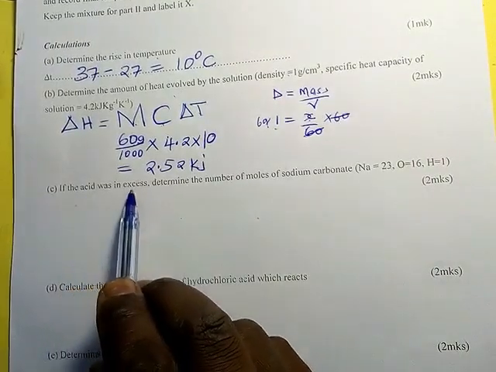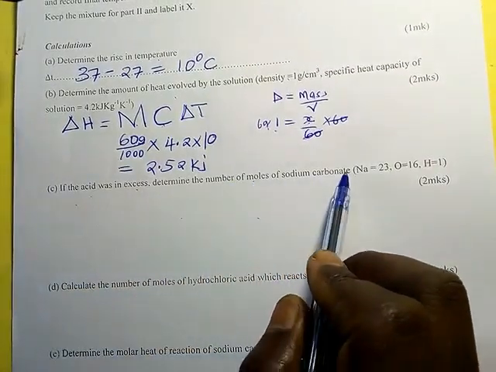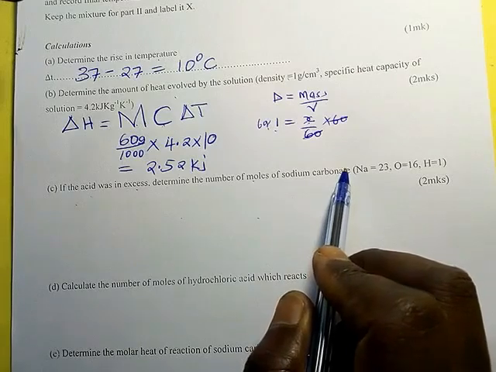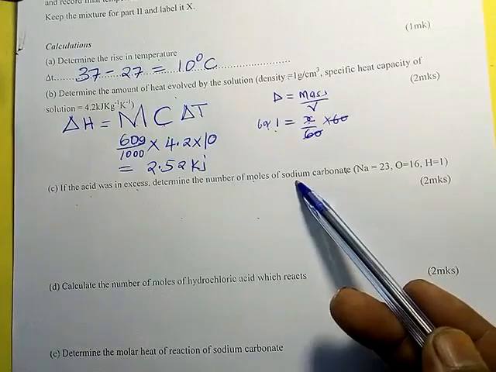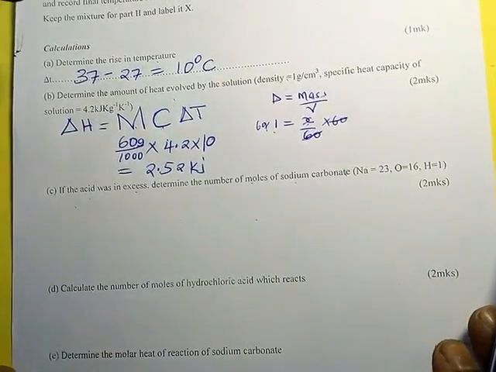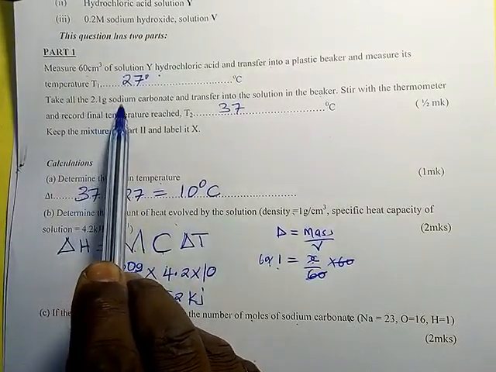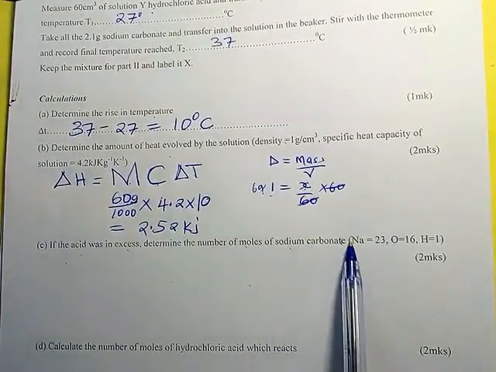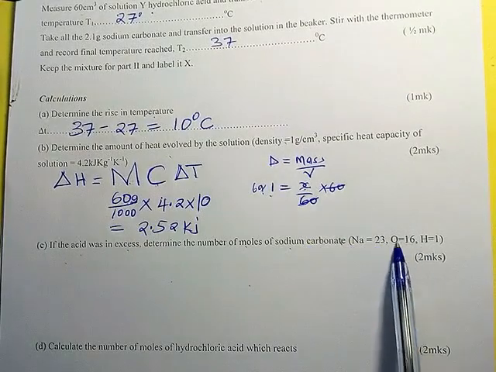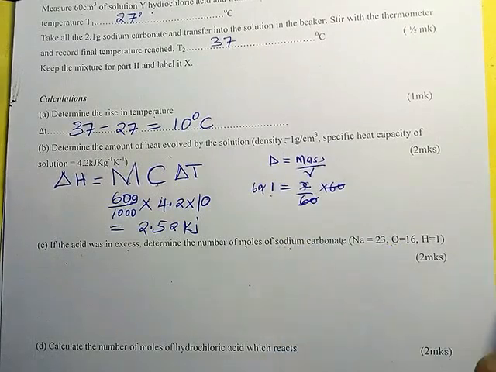If the acid was in excess, determine the number of moles of sodium carbonate. The acid was in excess, determine the number of moles of sodium carbonate. But we have the mass of the sodium carbonate, which was 2.1 grams. Having been given the RAM of each element, it means that we can get the RFM of sodium carbonate.